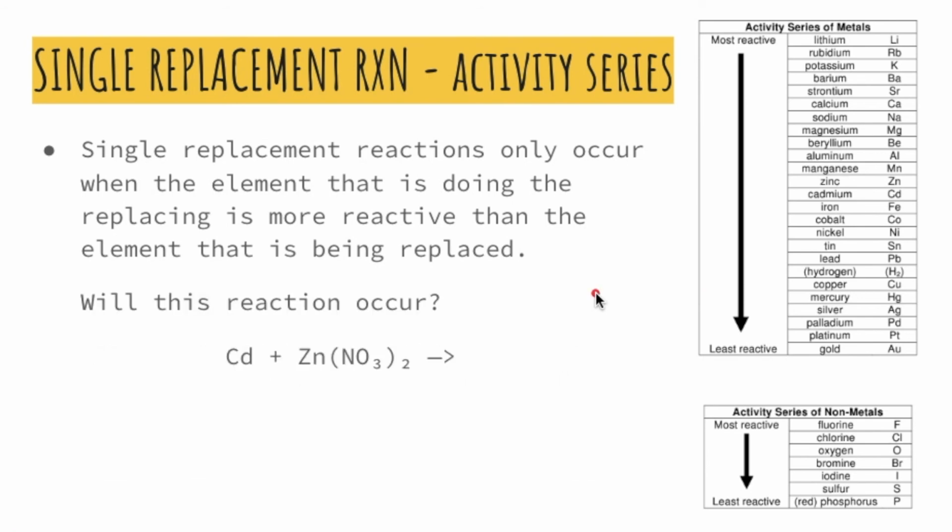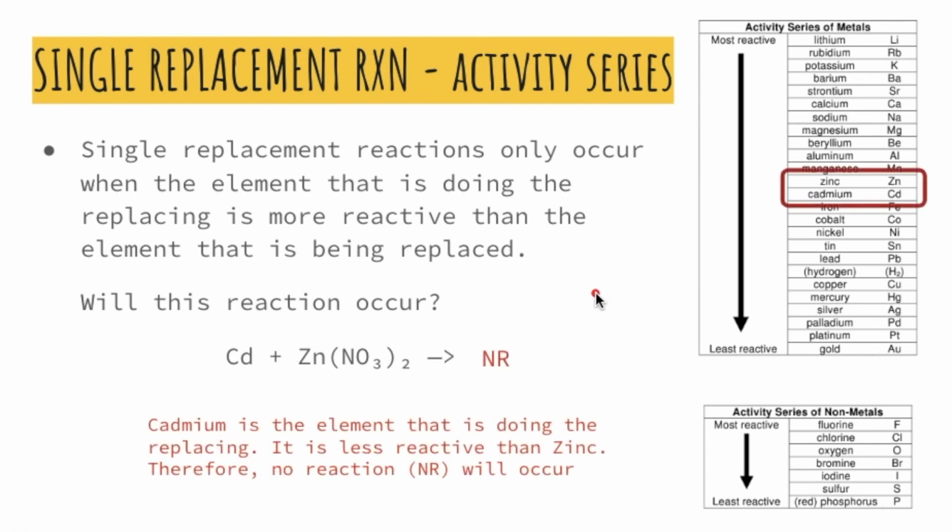Go ahead and try these on your own. Determine whether this reaction will occur. If cadmium is exposed to zinc nitrate, use your activity series to see if this reaction will proceed. Pause this video before going ahead. This will produce no reaction. Cadmium is the element that is doing the replacing. It is less reactive than zinc, therefore no reaction will occur.